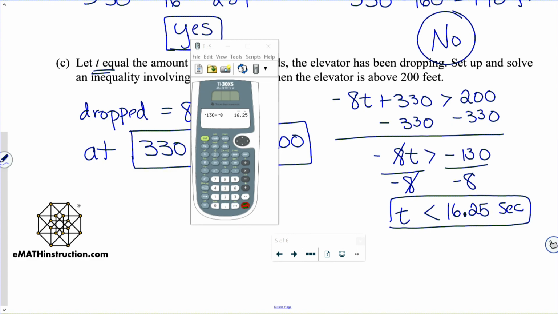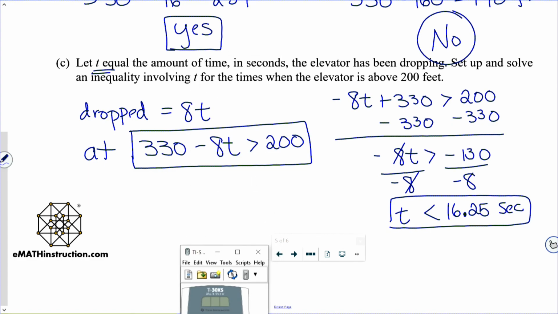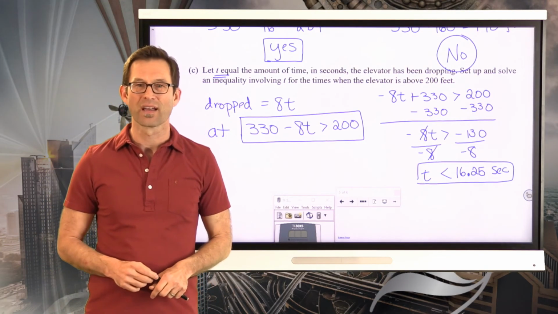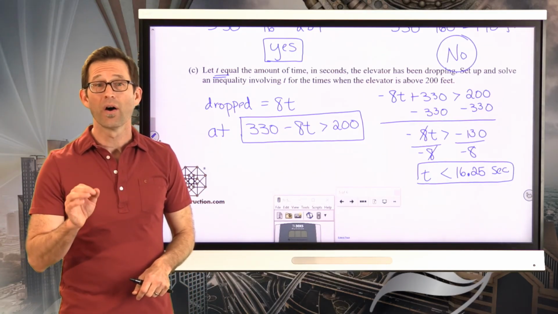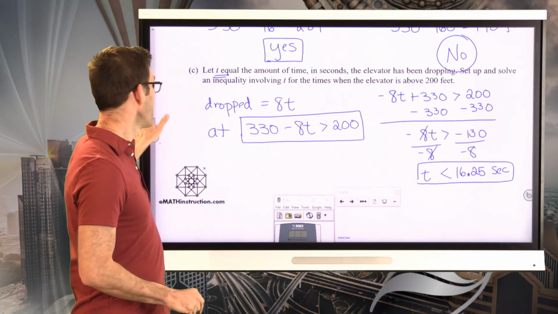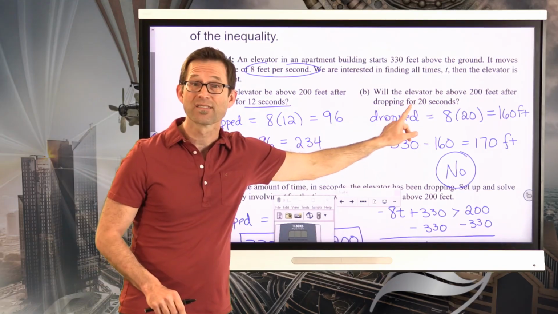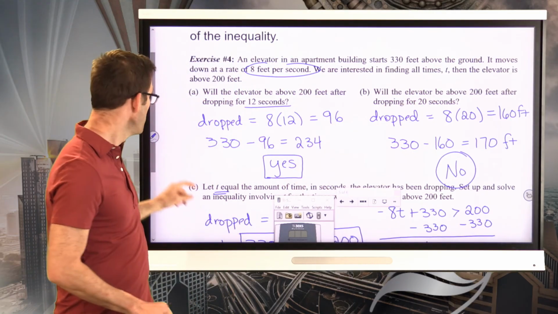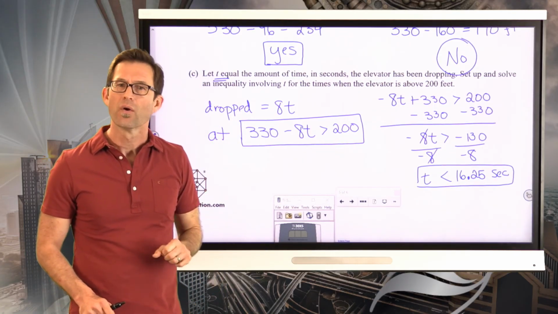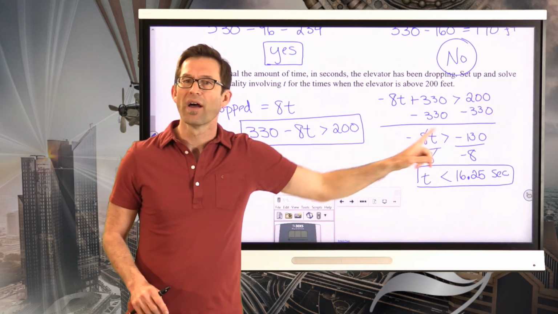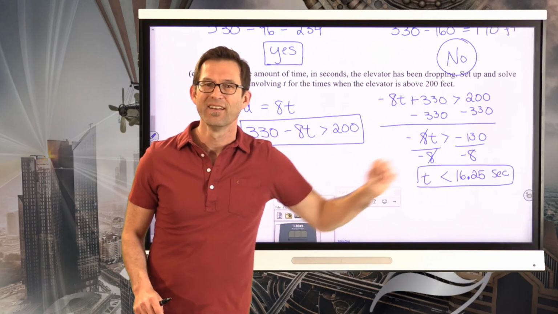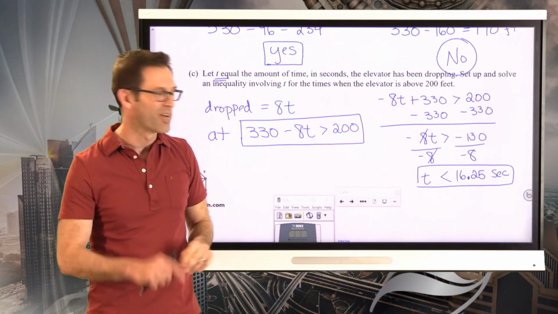Same analysis though. For any moment in time that is less than 16 and a quarter, or 16.25 seconds, we're going to be above that 200 feet elevation. And once we get past 16 and a quarter seconds, let's say 20 seconds, now we're going to be below. This is a great example of where that special property of inequality comes in, because we're forced to divide both sides by the negative, and that greater than suddenly becomes a less than 16.25. All right, let's wrap this lesson up.